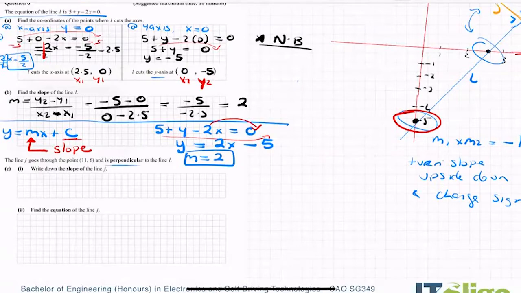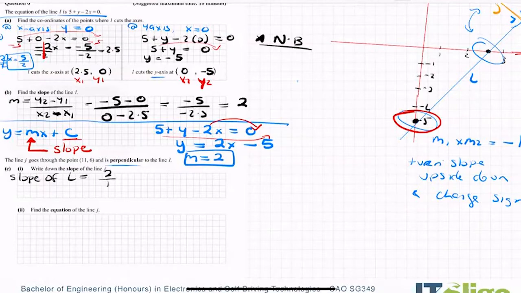Write down the slope of the line J. This is why this question is so important for Junior Cert Higher Level, because this is all the extra pieces that are in Junior Cert Higher Level that are not in the ordinary level course. So if the slope of the line L is 2, I need to turn that slope upside down and I need to change its sign. Let me write that down. So slope of L is equal to 2.